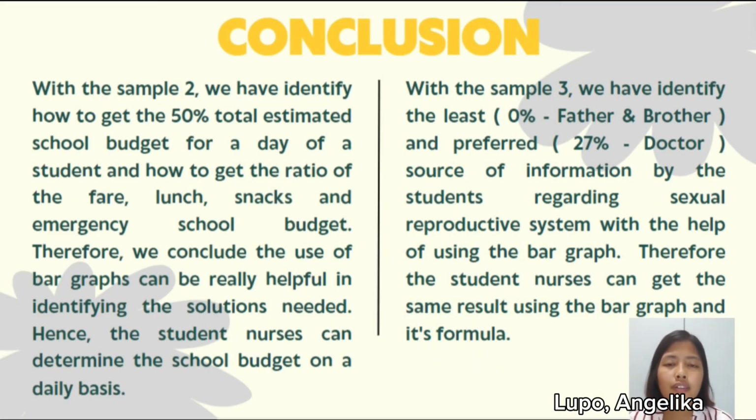Okay, for the conclusion of samples 2 and 3: with sample 2, we have identified how to get the 50% total estimated school budget for a day of the student and how to get the ratio of the fare, lunch, snacks, and emergency school budget. So we can conclude that the bar graph is really helpful and student nurses can determine the school budget on a daily basis. With sample 3, we have identified the least and most preferred sources of information by the students regarding the sexual reproductive system, with still the same help of the bar graph itself. So the student nurses can get the same result using the bar graph and its formula.